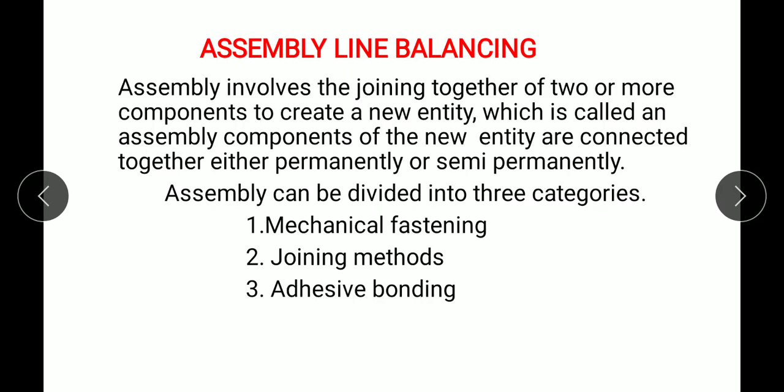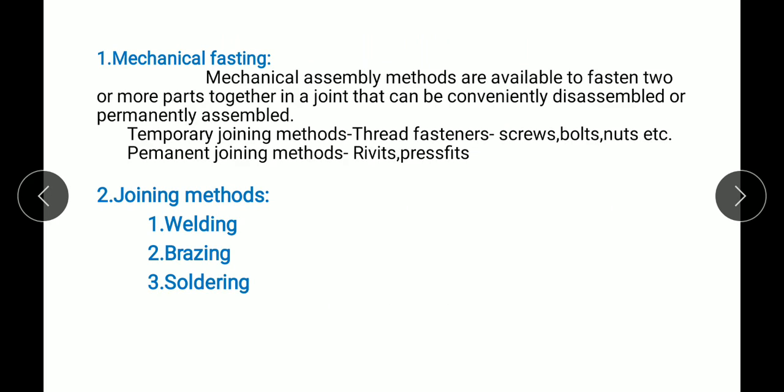Generally assembly can be divided into three categories. That is mechanical fastening, second joining methods, and third adhesive bonding. So first one, mechanical fastening. Mechanical fastening means mechanical assembly methods, for example joining with screws, nuts, rivets, bolts, like that.